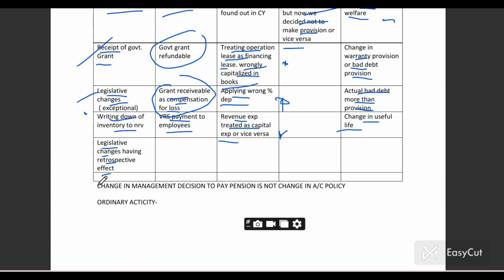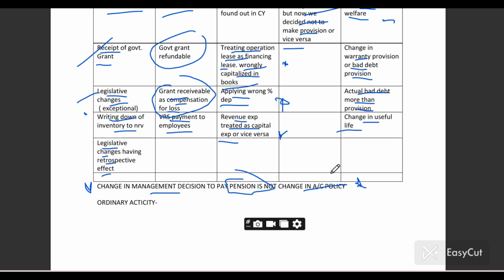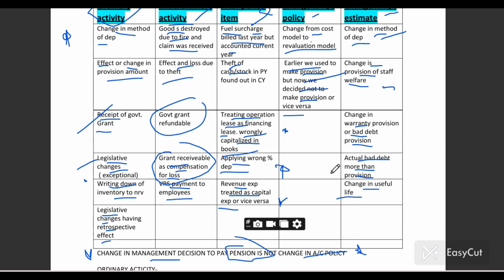Most important, if there is any change in management decision to pay pension, it is not a change in accounting policy. Most important. I will write it down separately. So this is not a change in accounting policy. I hope it will be helpful for you guys.